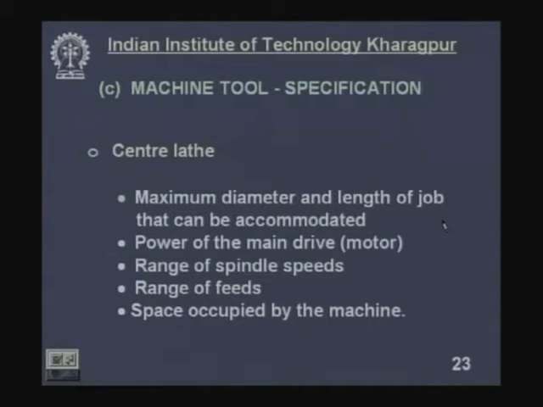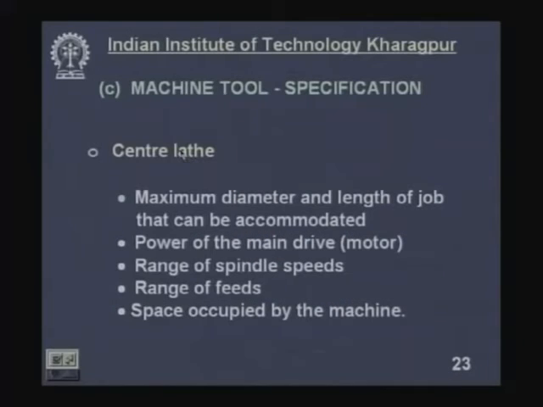Now, come to machine tool specification. How to specify machine tools? When you go to market for purchasing, say, a lathe, you have to tell what kind of lathe you want, what amount of power, what kind of lathe, then what should be the size of the lathe. All these things you should very clearly mention, otherwise you cannot procure it. Now, how are lathes specified?